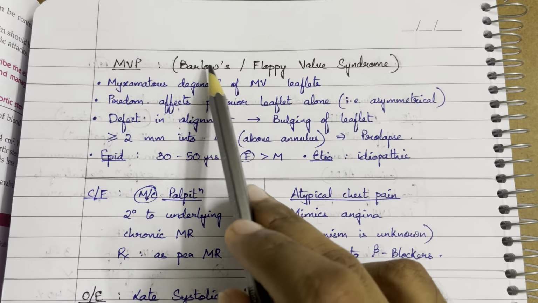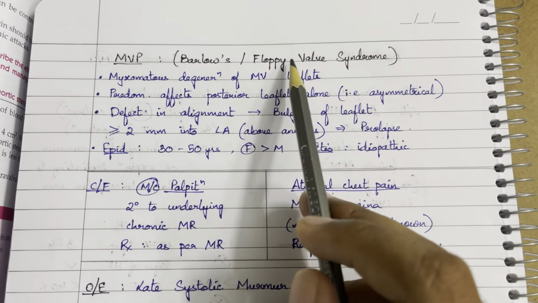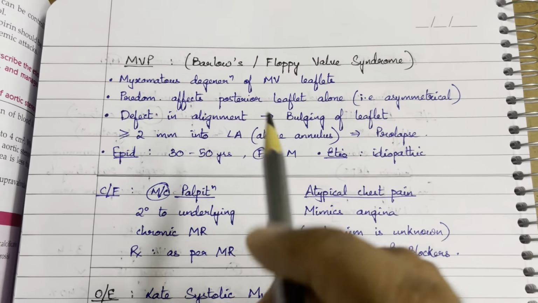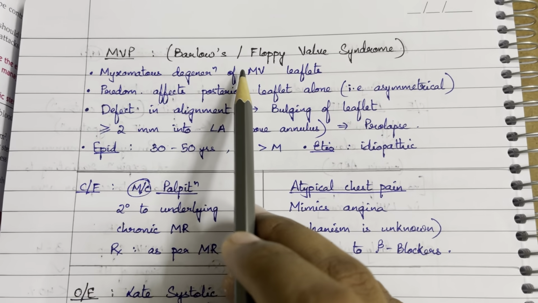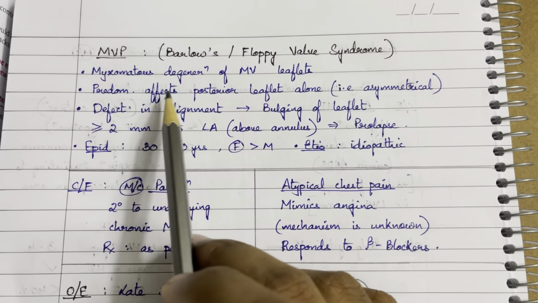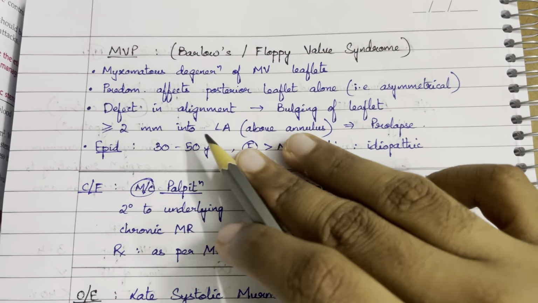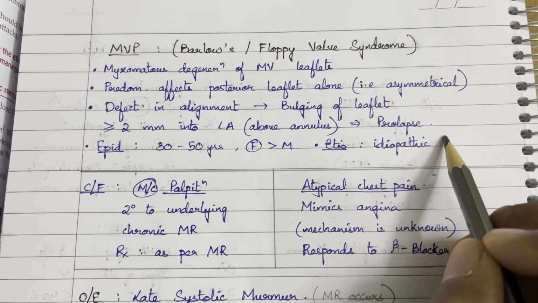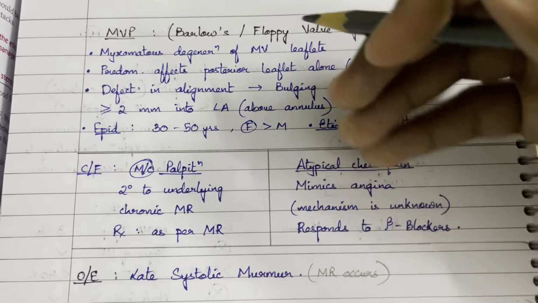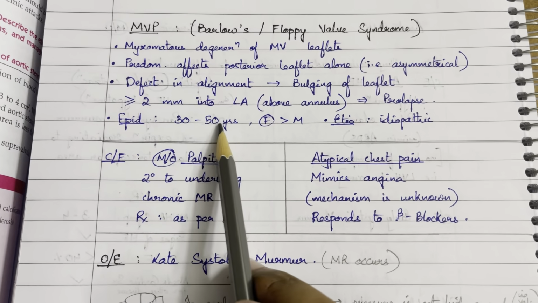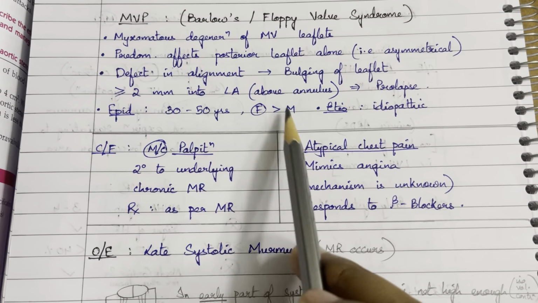Mitral valve prolapse is also called Barlow's syndrome, floppy valve syndrome, or click murmur syndrome, systolic click murmur syndrome. Basically there is myxomatous degeneration of the mitral valve leaflets. It predominantly affects the posterior leaflet alone. What happens is there is bulging of the mitral valve leaflet more than 2 mm into the left atrium above the mitral valve annulus. So there is prolapse into the atrium. Epidemiology, again 30 to 50 years, females more than males.